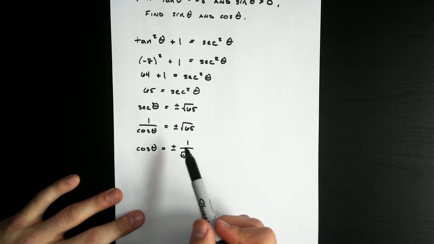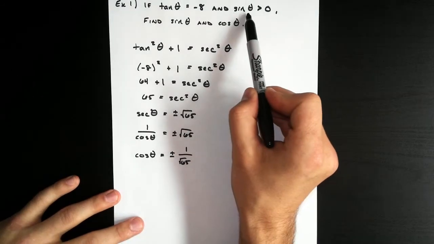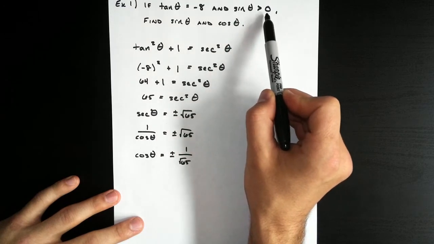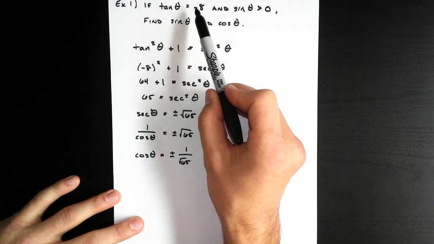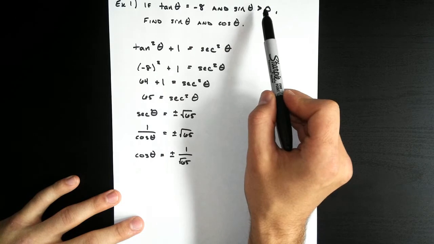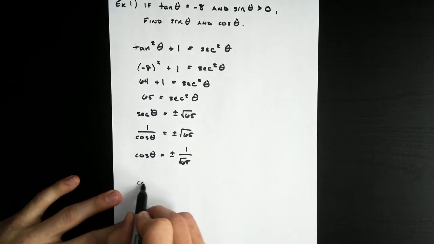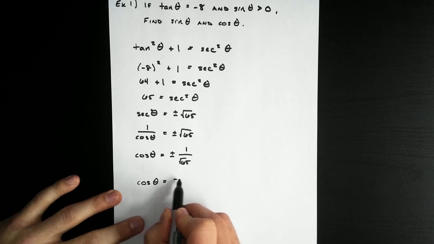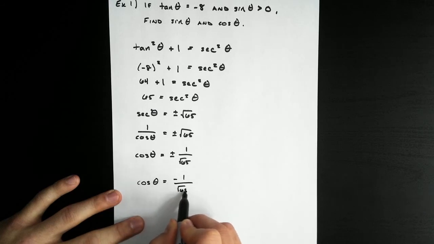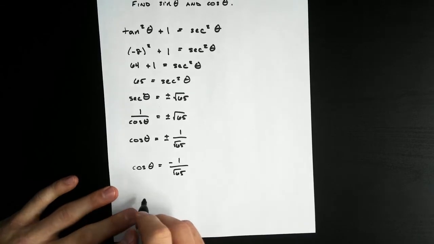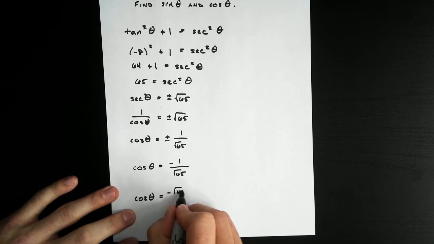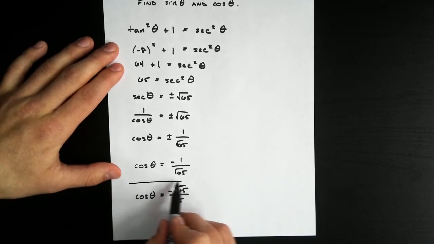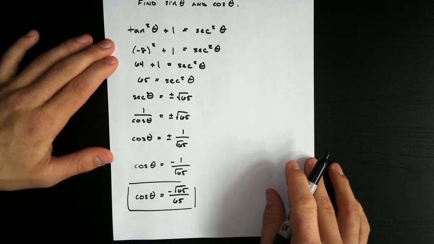Now we do have this plus or minus here, but they did tell us that the sine of theta is greater than 0. Well, tangent is the same as sine divided by cosine, and if we end up with a negative, and sine is positive, that means cosine has to be negative. So the cosine of theta is equal to -1 over the square root of 65, or if we rationalize that, the cosine of theta is negative square root of 65 over 65. So there's our first value we wanted to find.